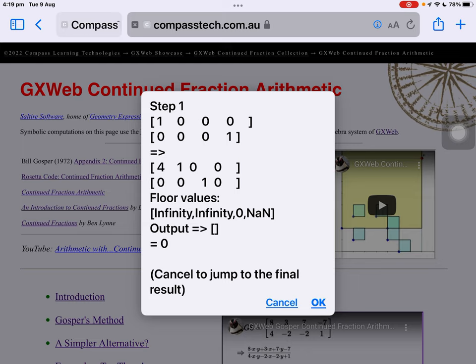What we do now, and we're going to get used to this, you look at each of the vertical pairs of terms in the matrix as a fraction. We're interested in the floor value of each of those fractions. So the first fraction is 4 over 0, okay, undefined. Next, 1 over 0, next 0 over 1, and then 0 over 0. As you can see, it's calculated as best it can. So the floor values are infinity, infinity, 0, and not a number. That simply means that at this point, we can't begin to build our resulting continued fraction. We have to go back and get some more information.